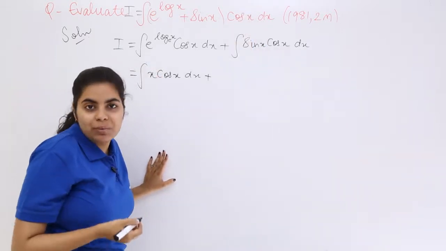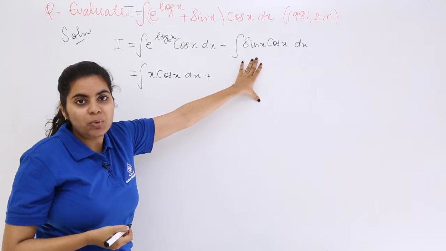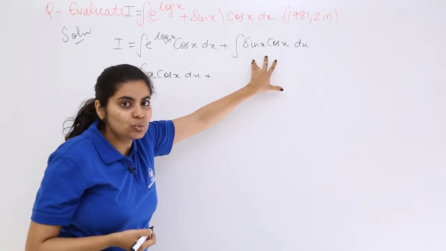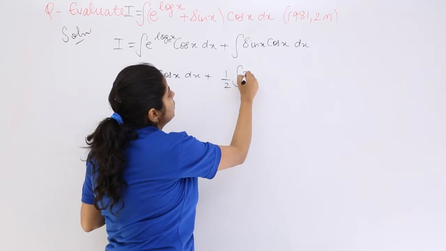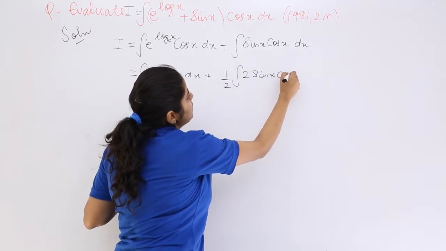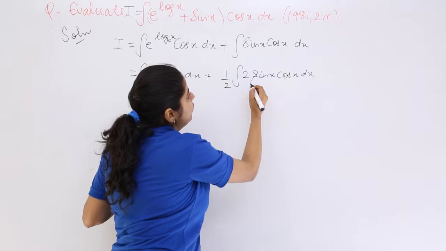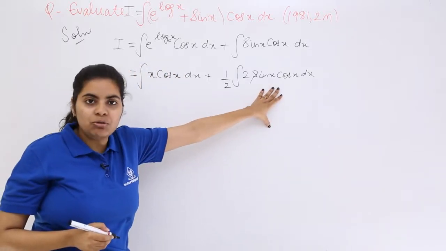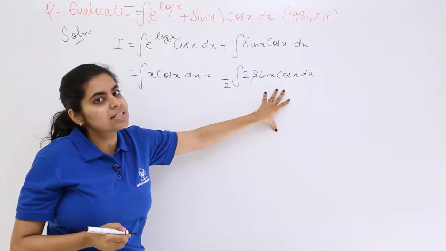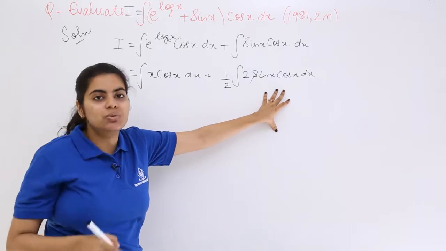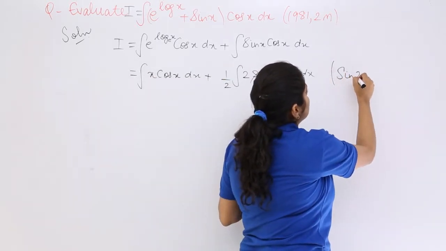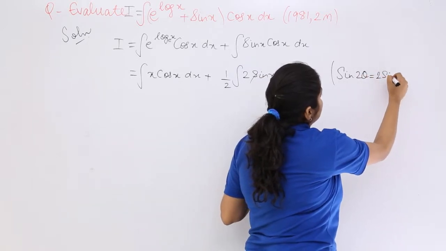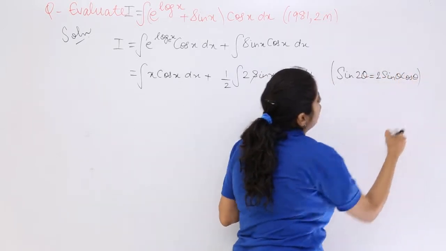In order to simplify this, can we make it a formula? If I divide by 2 and multiply by 2, what happens? 1 by 2 for division, and here it becomes 2 sin x cos x dx. Now why have I used this? Because I know 2 sin theta cos theta is sin 2 theta. So I can use that formula. Here I will be writing the formula for you. Sin 2 theta is equal to 2 sin theta cos theta.